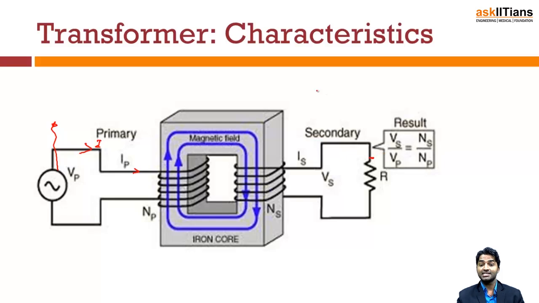The main relation is Vp upon Vs, primary to secondary, equal to Np upon Ns. As we know, the flux in coil 1 can be assumed to be equal to the flux in coil 2. That's why we get Vp upon Vs equal to Np upon Ns. And we need to consider the current to be the same over here.